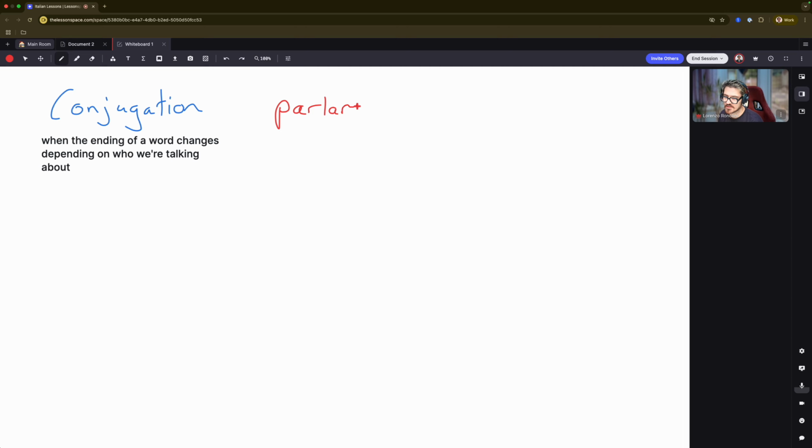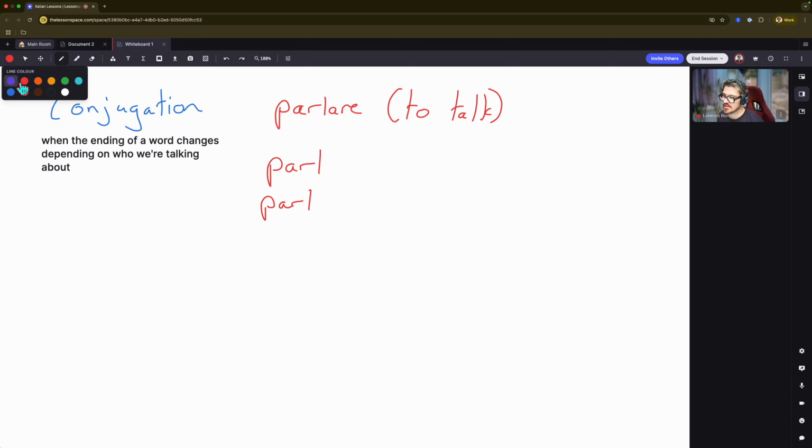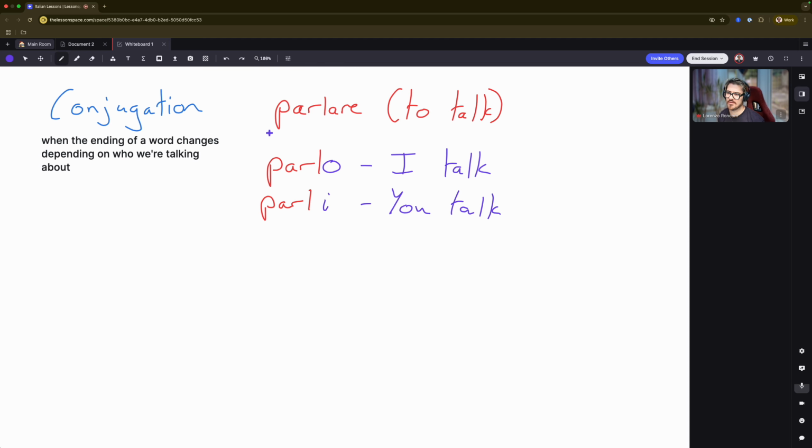This means to talk. So in Italian, if we want to easily say I am talking, all we do is change the ending. Let me write this out a couple of times. All we would do is change the ending to an O. This tells us that we are saying I talk. If we want to say you talk, we would say this. So this is just an example of what conjugation is on a practical level.